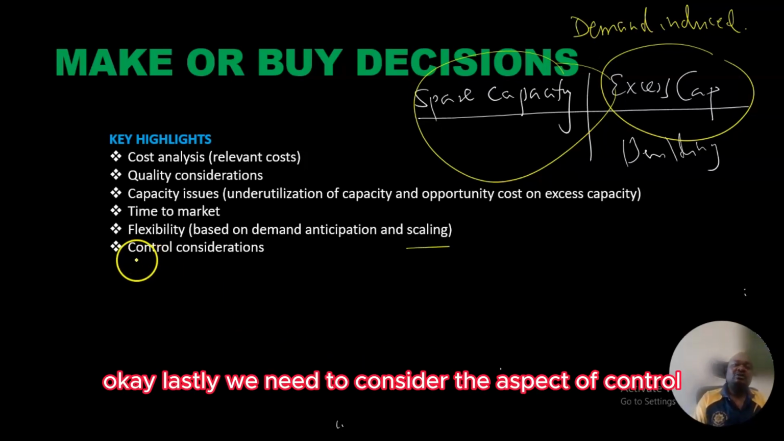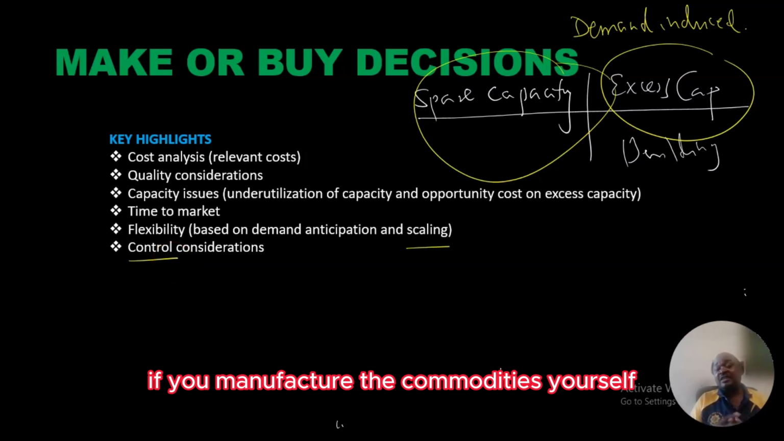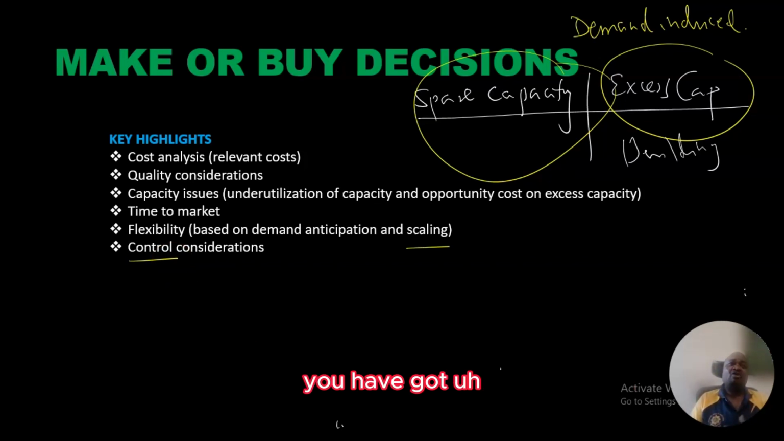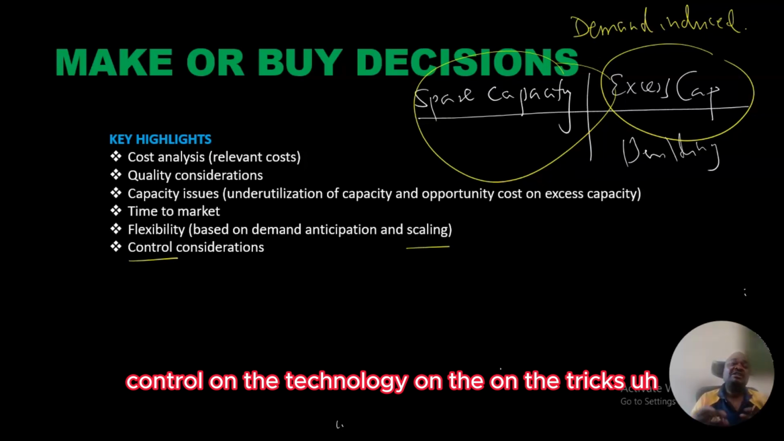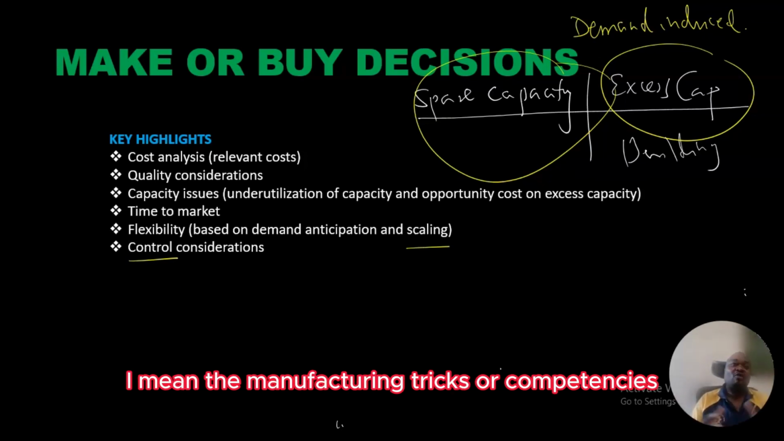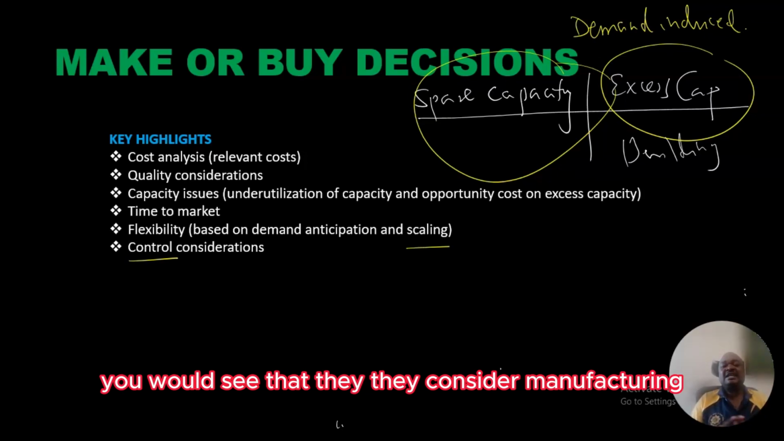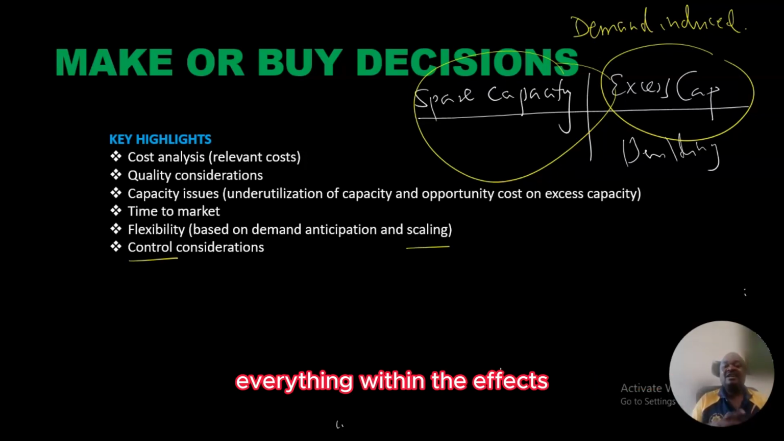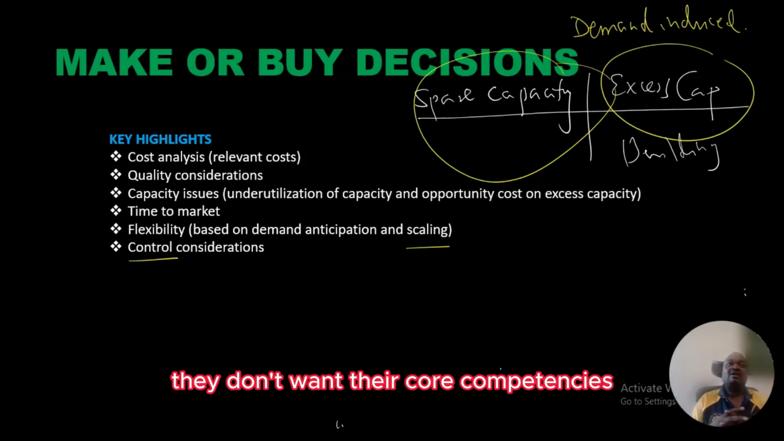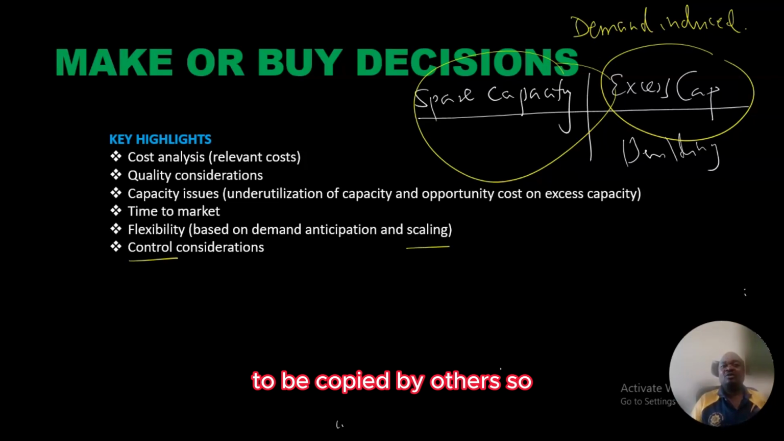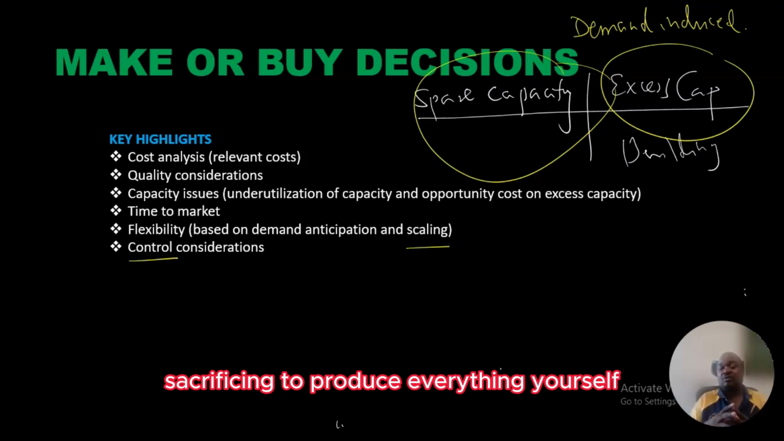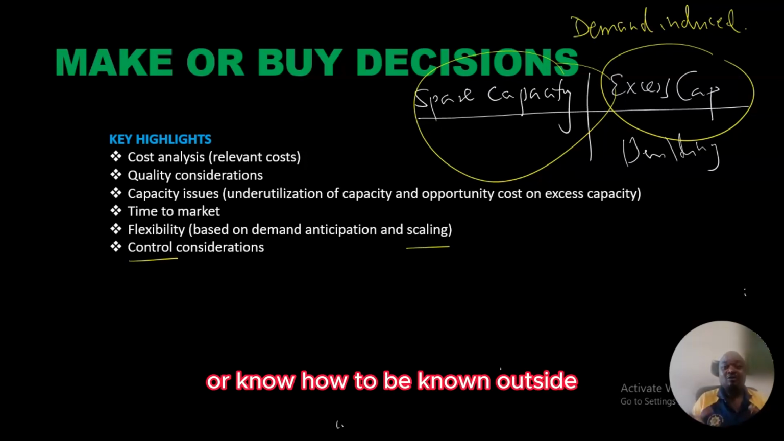Lastly, we need to consider the aspect of control. If you manufacture the commodities yourself, you have control over the technology, the manufacturing tricks or competencies which are required. For example, companies like BMW or Volkswagen, all those high-end vehicle manufacturing companies, consider manufacturing everything within their factory. Why? Because they don't want their core competencies to be copied by others. So you end up sacrificing to produce everything yourself. You do not want your technical know-how to be known outside.